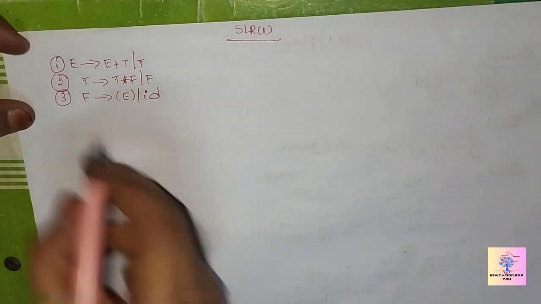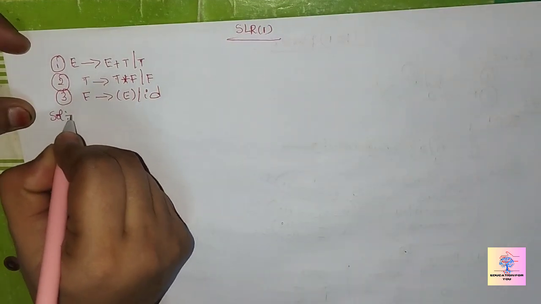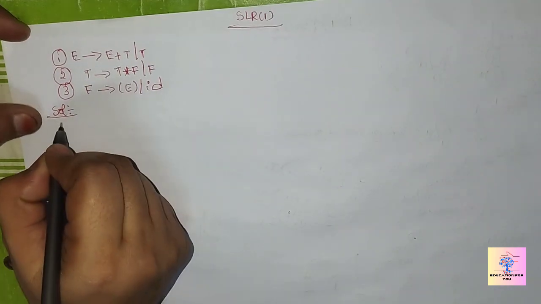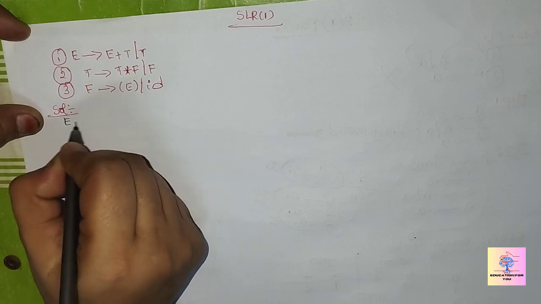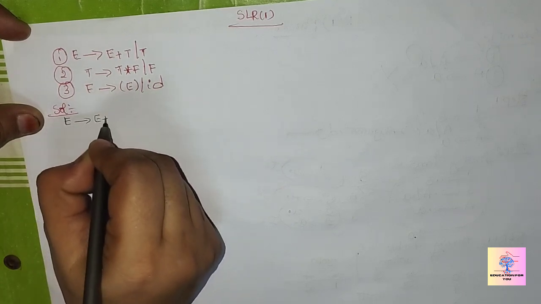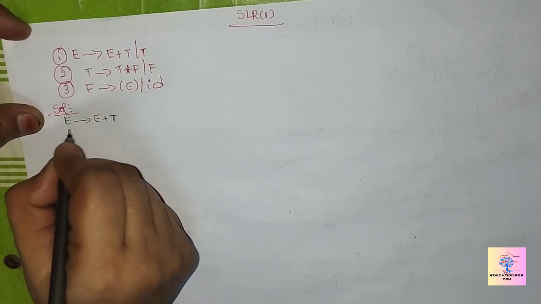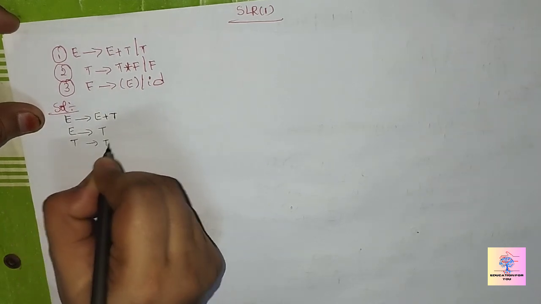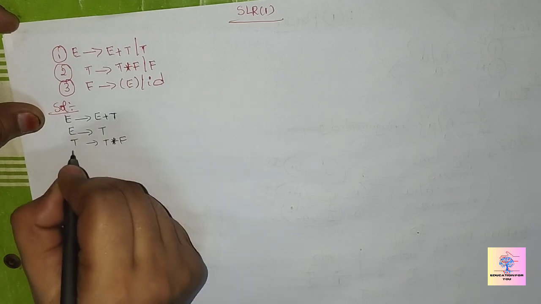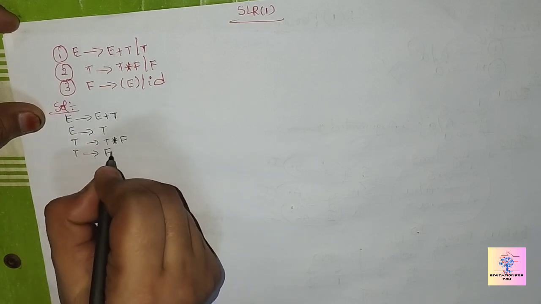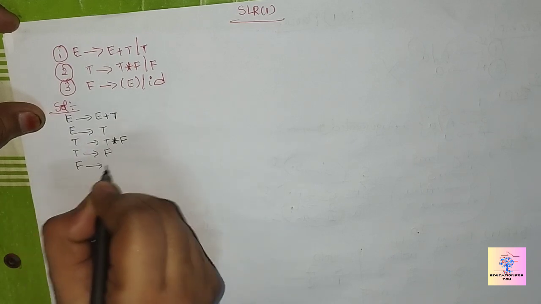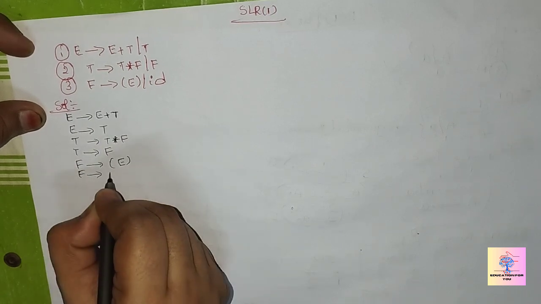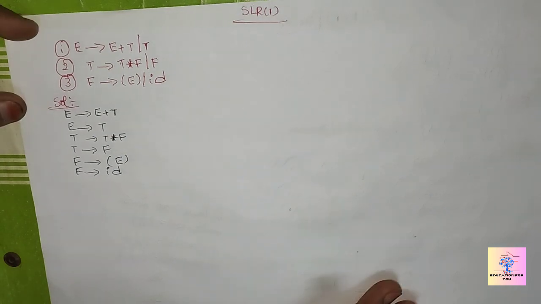First, the solution begins like this. Write down each individual production. E produces E plus T. E produces T. T produces T star F. T produces F. F produces parenthesized E. F produces ID.